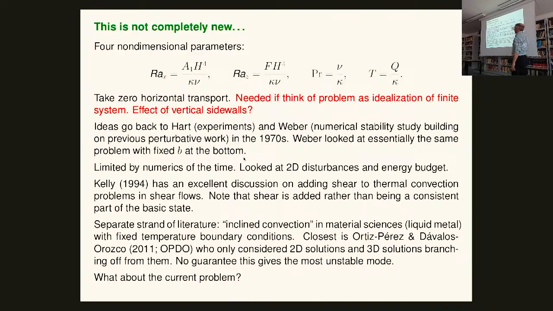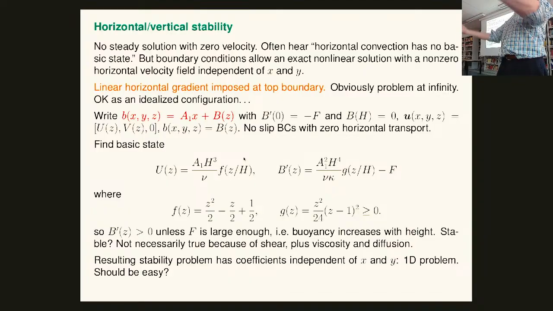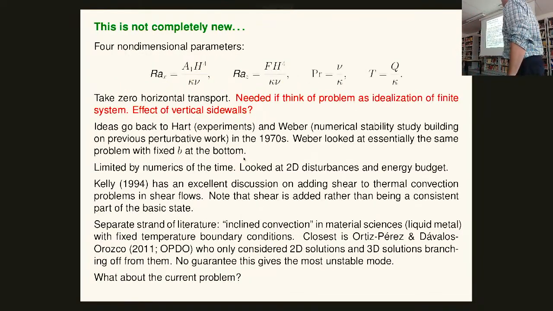In our case, the shear comes out of my basic state. So if you look at this thing here, I got shear in the horizontal. The gradient of this object is not arbitrary. It's proportional to my horizontal gradient of buoyancy. So you can't just say, oh, I add buoyancy, it does this, because in our case, they're related. Nevertheless, the Kelly paper is very useful.